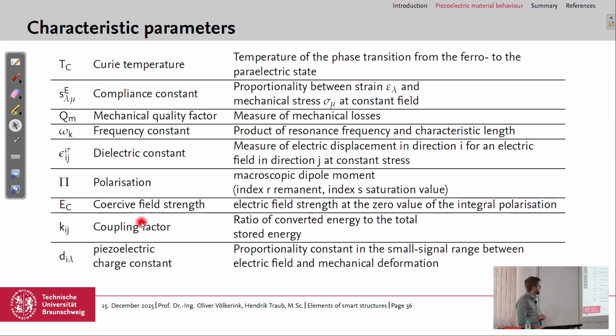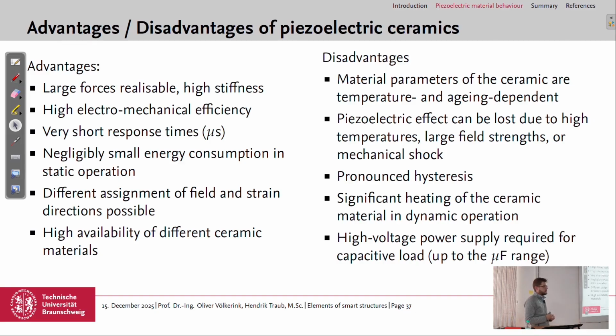We have the coercive field strength, where the polarization equals out because we have 50% oriented in one direction and 50% in the other direction. We have the coupling factor, which gives us the ratio of converted energy from mechanical to electrical. And we have the piezoelectric charge constant, which is the proportionality constant in the small signal range between electrical field and mechanical deformation. And with this, we come to advantages and disadvantages of the piezoelectric ceramics.